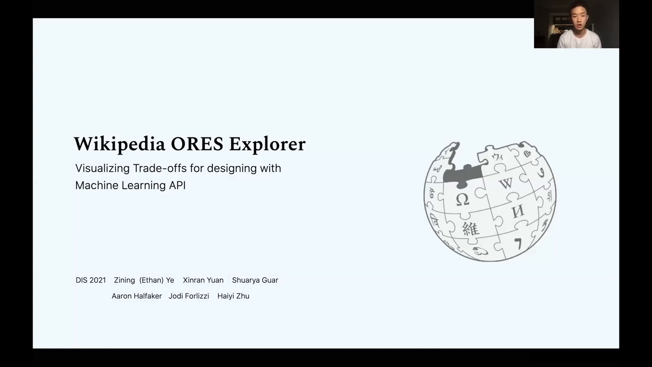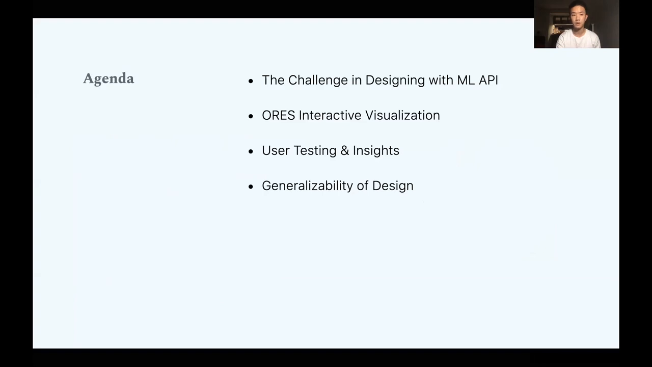And today I'm going to share the paper I worked on with my fellow peers on Wikipedia ORES Explorer, about visualizing trade-offs for designing with machine learning APIs. So the agenda for our meeting today: I'll go over the challenge in designing with ML APIs, the ORES Explorer interactive visualization, which is our design visualization. And then I'll talk about the user testing and insights we gathered. And lastly, I'll touch on the generalizability of the design as well as future research opportunities.